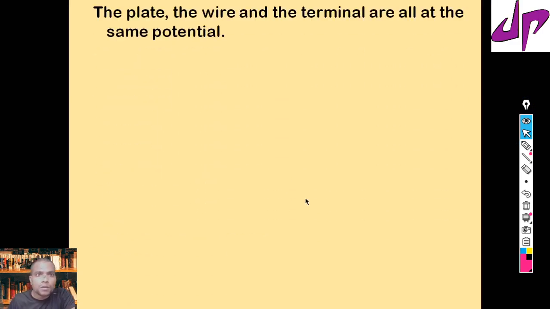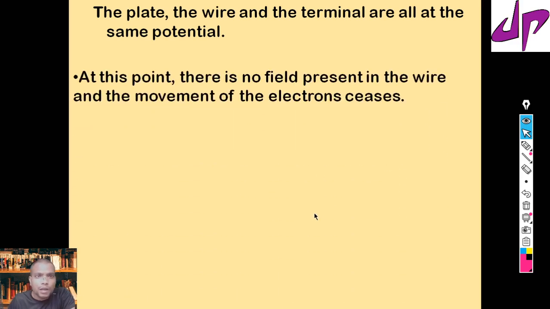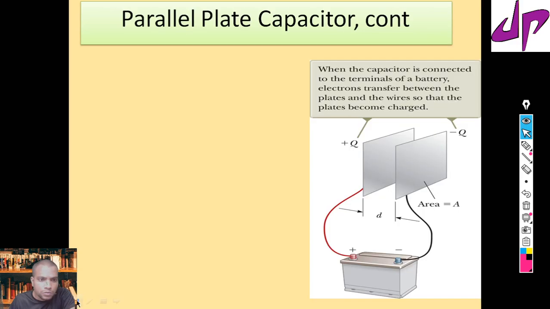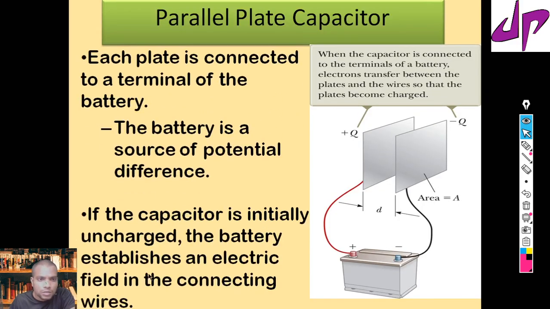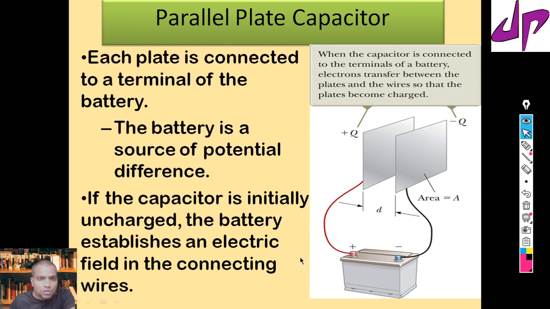So let's summarize what we learned till now. The plate, the wire and the terminals are at the same potential. At this point, there is no electric field present in the wire, and the movement of the electrons stops. If you take this as the continuation, first let us take two conducting plates and connect them to the battery.